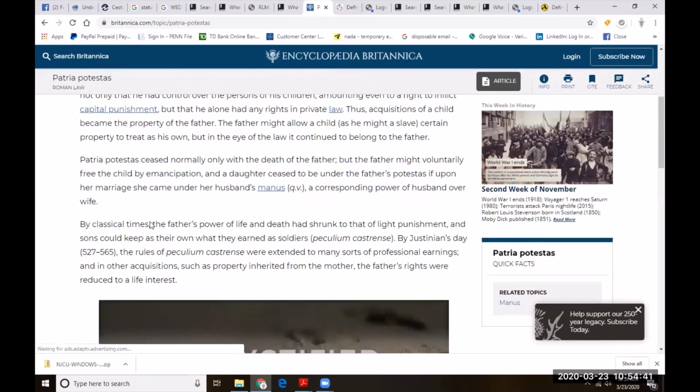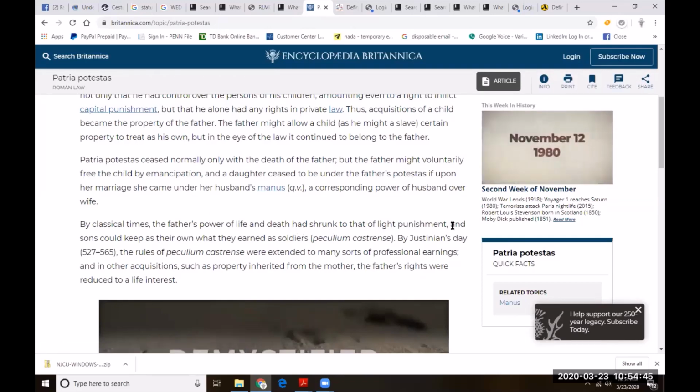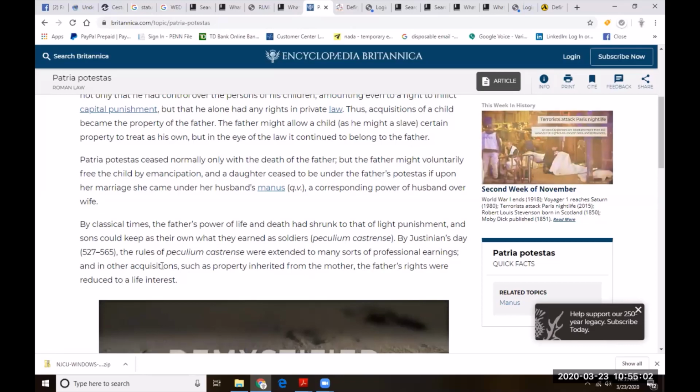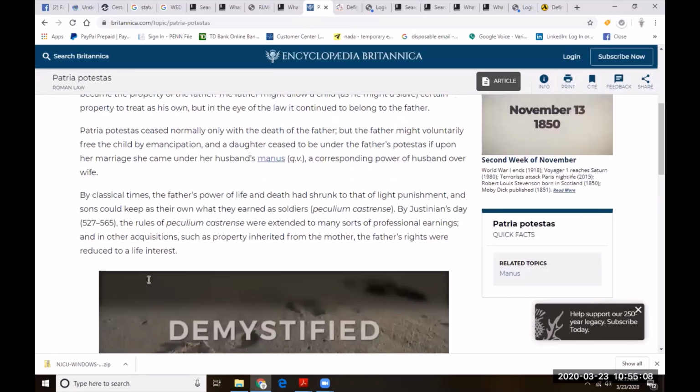By classical times, the father's power of life and death had shrunk to that of light punishment, and sons could keep as their own what they earned as soldiers, peculium castrense. By Justinian's day, the rules of the peculium castrense were extended to many sorts of professional earnings, and in other acquisitions such as property inherited from the mother, the father's rights were reduced to a life interest.